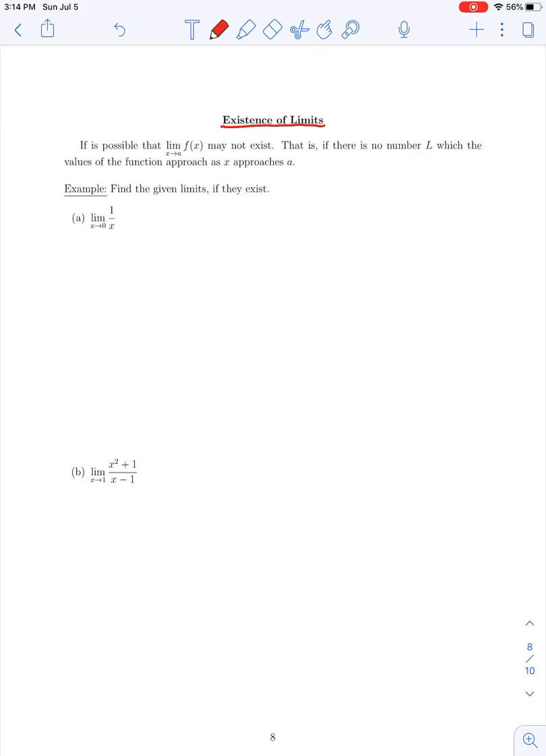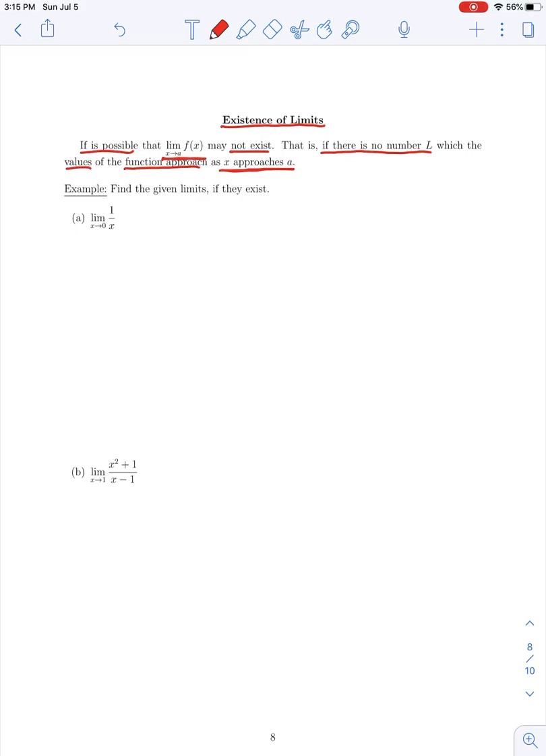There are some functions or some limits where it is possible that the limit of that function, say f of x as x approaches a, does not exist. In particular, this happens if there is no number, capital L, which the values of our function are approaching as x approaches a. To illustrate where some limits may not exist, let's look at the following examples.